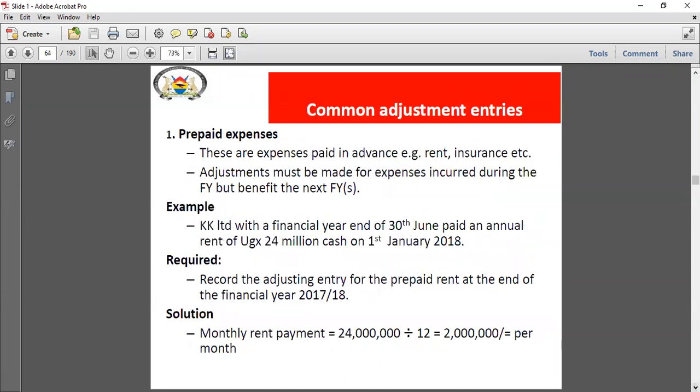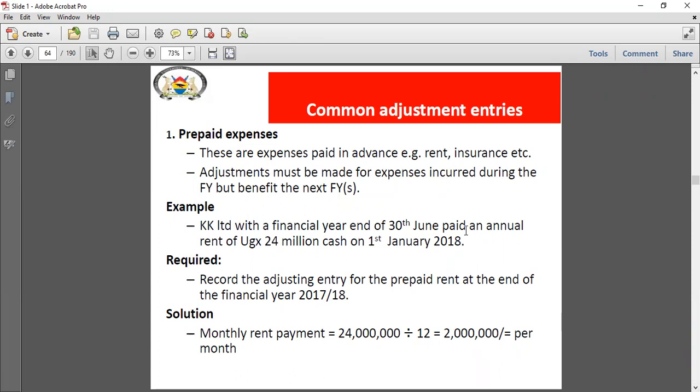So we will start with just something small. Here, we are looking at prepaid expenses. These are expenses paid in advance, like I gave you an example, like paying rent for the next year. Now they're saying adjustments should be made for expenses incurred in the financial year, but benefit the next financial year.